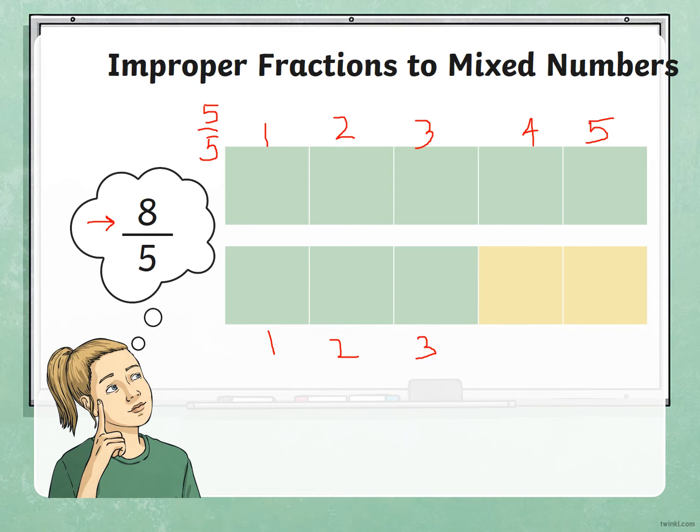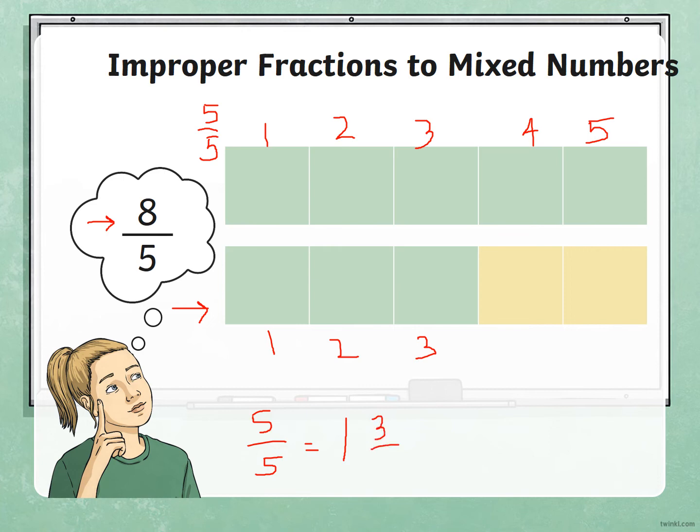Well, let's have a look at that top bar. Because we know that 5/5 have been shaded in, we know that 5/5 is also equal to 1 whole. So we would then write that as the number 1. How many fifths have been shaded in out of this second bar? Any ideas?